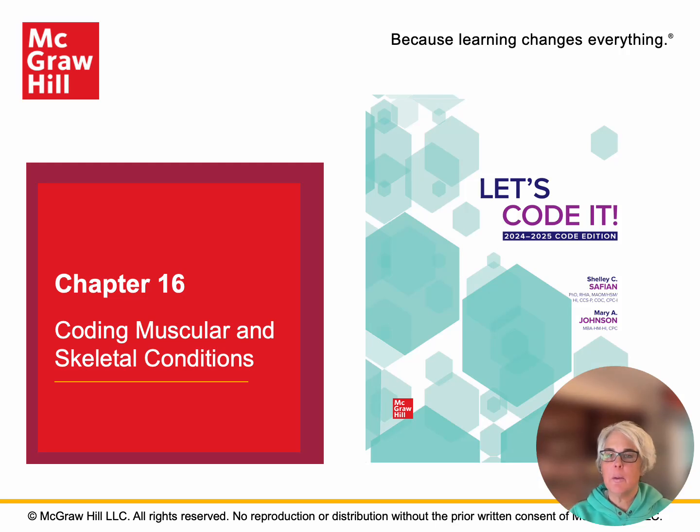We are in chapter 16, and in this chapter, we're focusing on muscular and skeletal conditions and how to code them accurately using ICD-10-CM. We're going to see a lot of M codes, but also some conditions coded from other chapters like G, C, D, and Q codes, because musculoskeletal issues can be neurologic, neoplastic, congenital, etc.